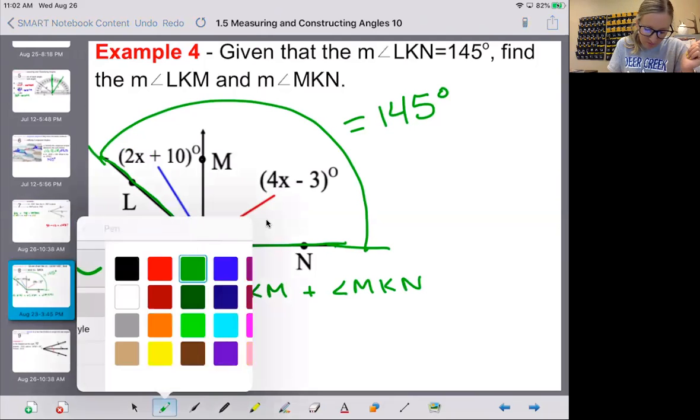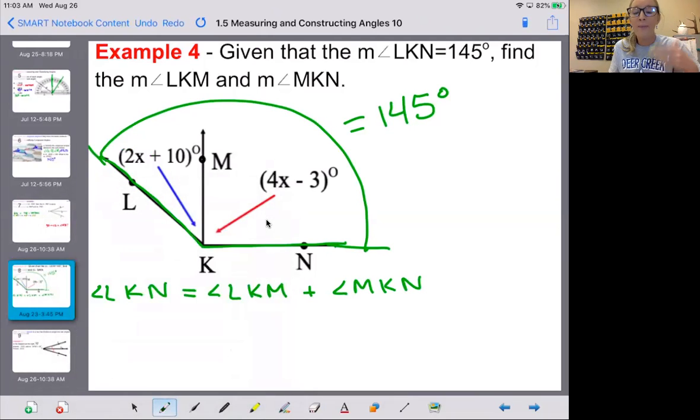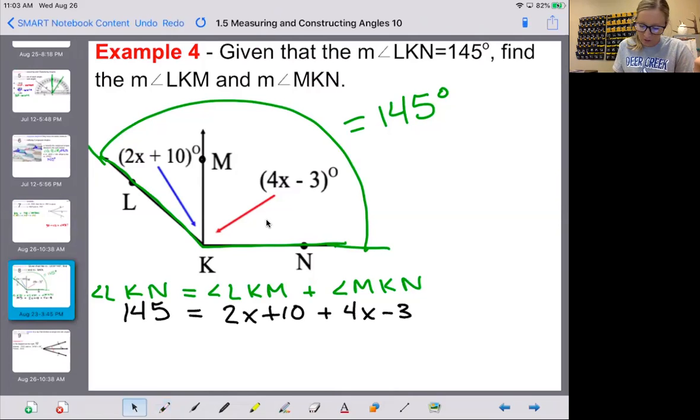Now let's fill in some stuff that we know. We know that LKN, the big angle, is 145 degrees. We know that the smaller blue angle, LKM, is 2x plus 10. And then we know that the red angle is 4x minus 3. And so now we have a super easy algebra 1 equation that we need to solve. So we're going to combine our like terms, of course. 2x and 4x is 6x, and then 10 and negative 3 is 7.